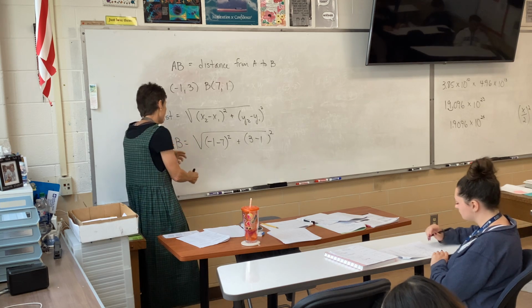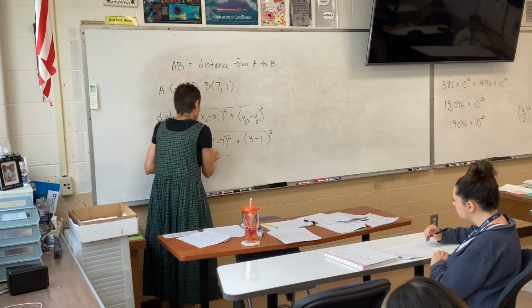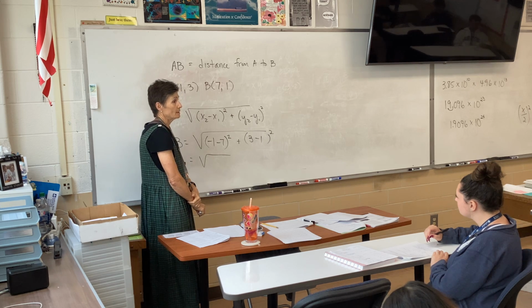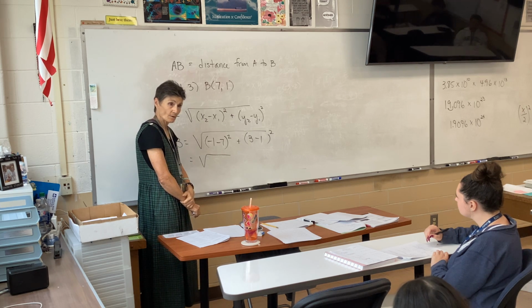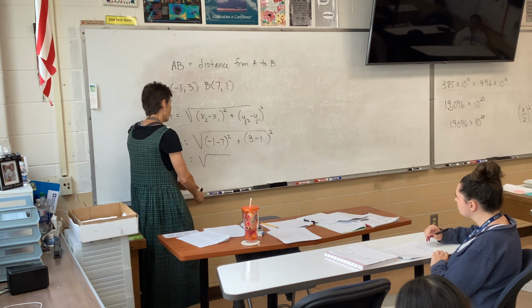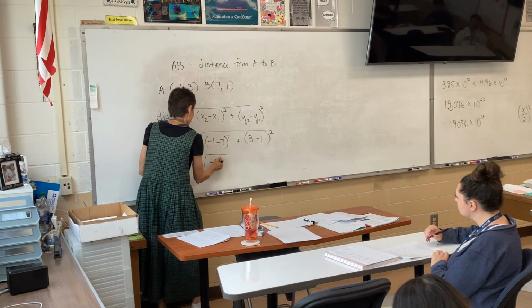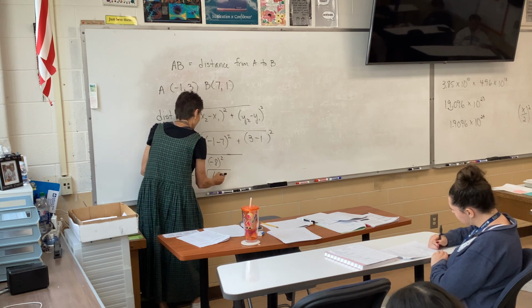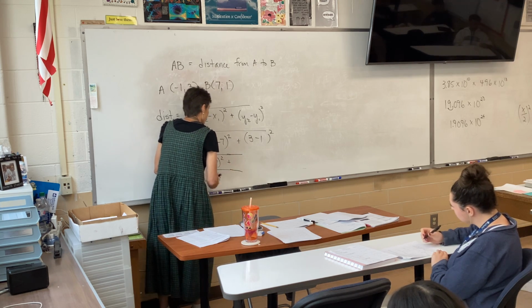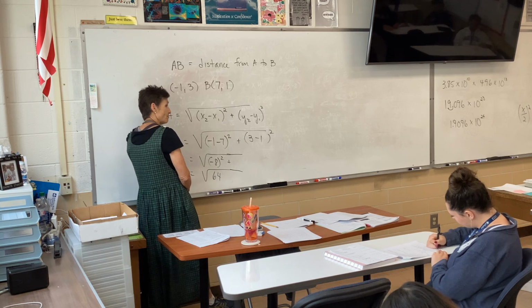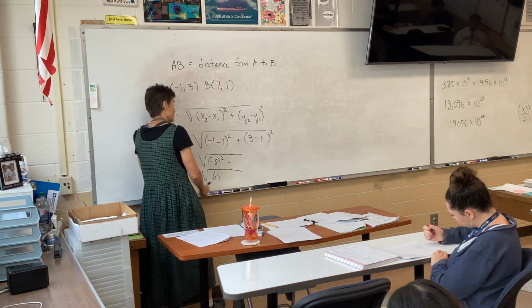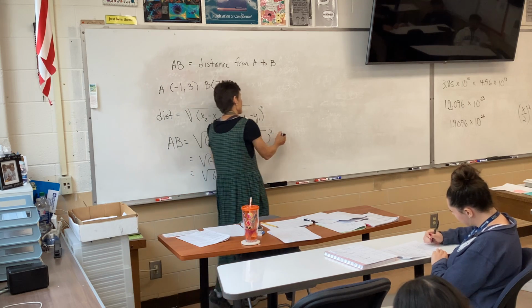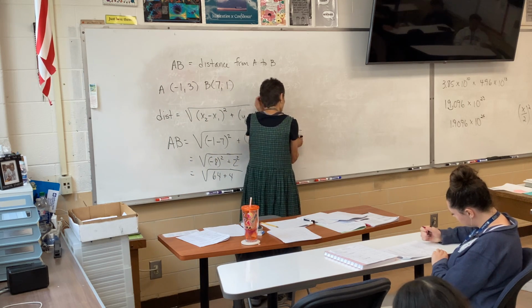All right, so let's take care of that arithmetic. What's -1 minus 7? -8. And -8 squared is 64. Remember, this is -8 squared, so it's going to be positive 64. All right, 3 minus 1 is 2, and 2 squared is 4. So I have the square root of 68.